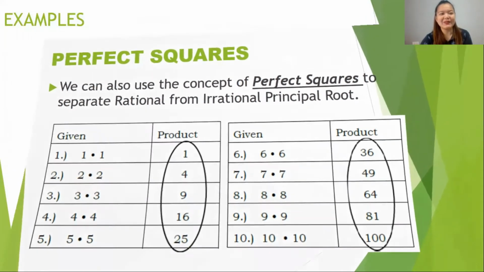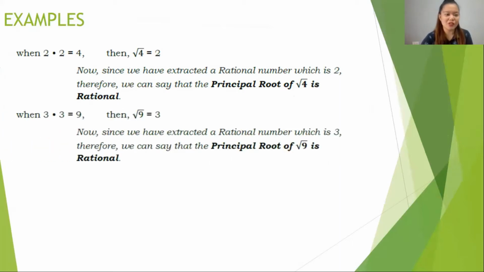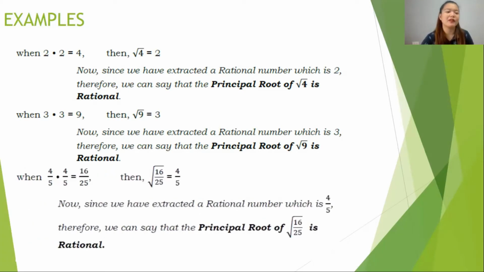Okay, so let's have examples. When 2 times 2 equals 4, then the square root of 4 is 2. Now, since we have extracted a rational number which is 2, therefore we can say that the principal root of square root of 4 is rational, which is 2. Also, when you have 3 times 3 equals 9, then the square root of 9 equals 3. Therefore, the principal root of the square root of 9 is a rational number.